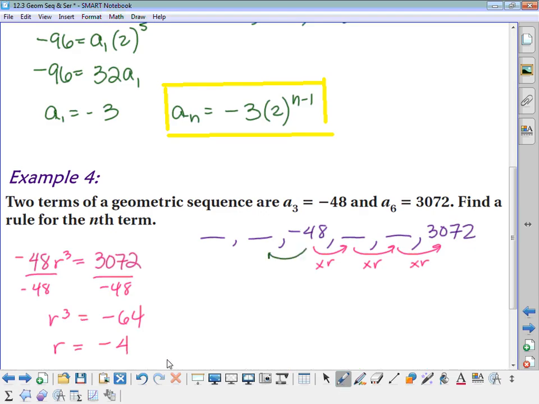So can I figure out going the other direction? Yeah, so instead of multiplying by negative 4, I would divide by the ratio, right? So negative 48 divided by negative 4 is positive 12, and then divided by negative 4 is negative 3. And you could fill in the rest going the other way if you wanted to, but you don't have to. So a sub n is going to equal negative 3 times negative 4 to the n minus 1.